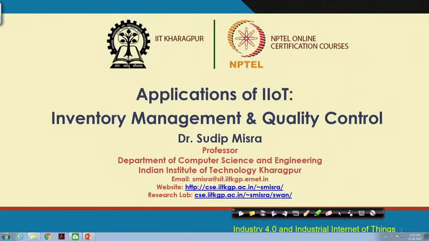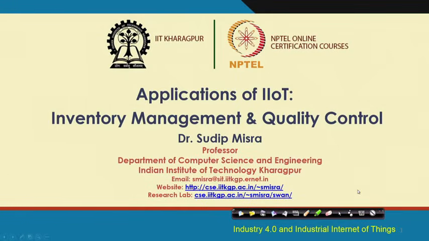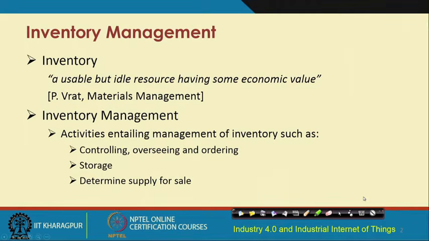So, think about what is inventory control. First of all we need to understand what is inventory. The dictionary meaning is that inventory is a usable but idle resource having some economic value. So, it is basically some kind of a resource having some economic value that is going to be managed in inventory management.